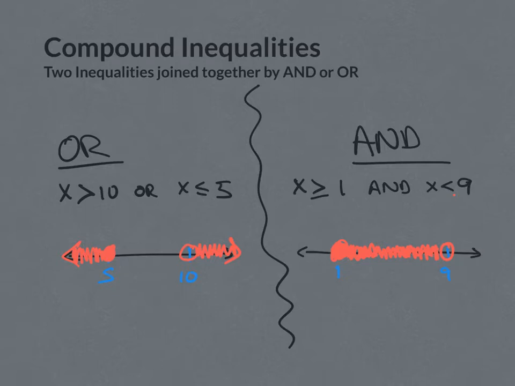Because the word "and" is there, it means 10 shouldn't be shaded, because 10 is not both bigger than 1 and smaller than 9. That's why we only shade in between there. On this next couple pages, we're going to really discover why that's the case.